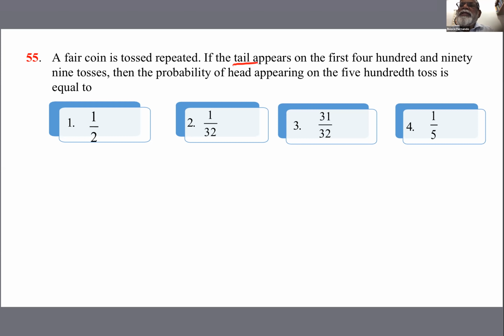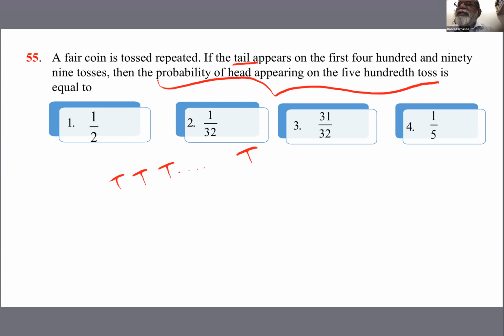So the tail appears, the first also tail, second one also tail, third also tail, 499 times. First 499 times tail has come. Then what is the probability of getting a head in the 500th toss?